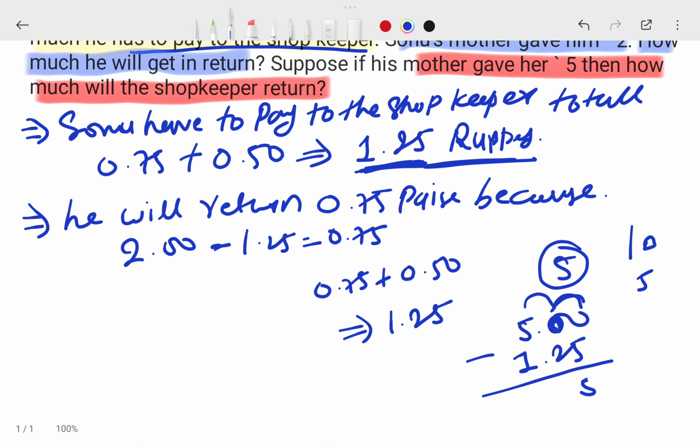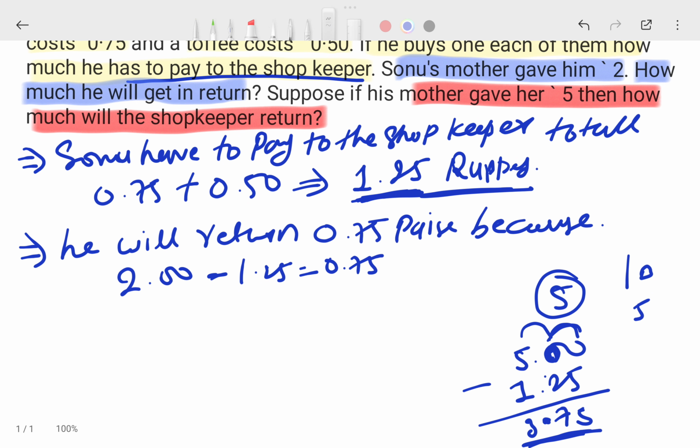In the 9, if you subtract 2, it's going to be 7, and put a point there like that. And in the 4, if you subtract 1, it is going to be 3. So how much did the shopkeeper return? 3 rupees 75 paisa. Now write the next answer: how much did the shopkeeper return? 3.75 rupees.